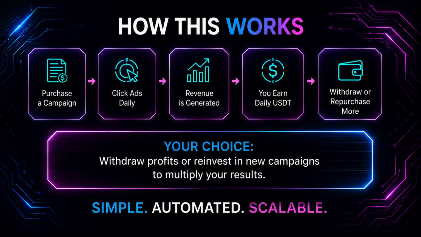The process is designed to be simple. First, a member purchases a campaign. Then, they click ads daily. As the campaign activity runs, revenue is generated, and the member earns daily USDT from their clicks. From there, the member has a choice. They can withdraw profits, or they can repurchase additional campaigns to continue building their income strategy over time. Or do both. The concept is simple. Participate, earn, and decide whether to withdraw and/or purchase new campaigns.